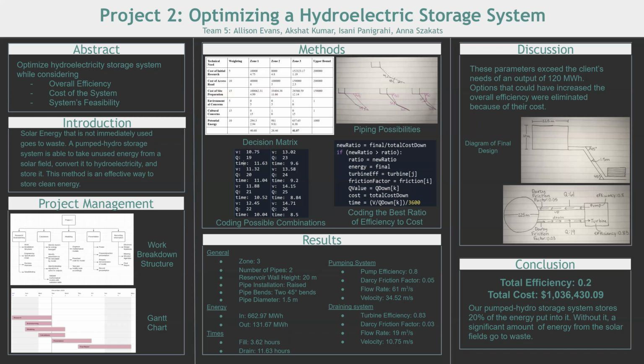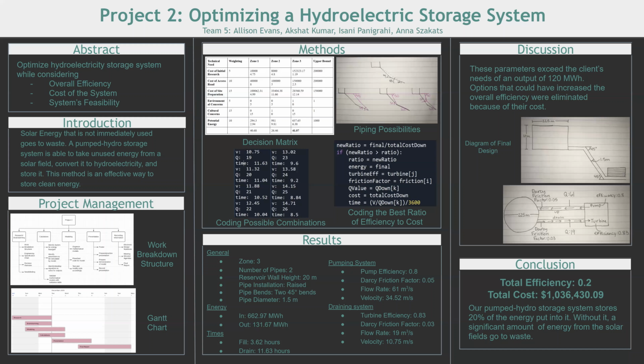The initial step in designing the hydro storage system was choosing the appropriate zone. Before a decision was made for the zone, the team conducted an analysis of each of the zones by identifying any potential environmental and cultural concerns, preparation and construction costs, and by calculating the areas and perimeters for each zone. The team then made a decision matrix, as shown in the top right-hand corner in the methods section, in order to effectively decide which zone would be the most ideal to construct the system on.